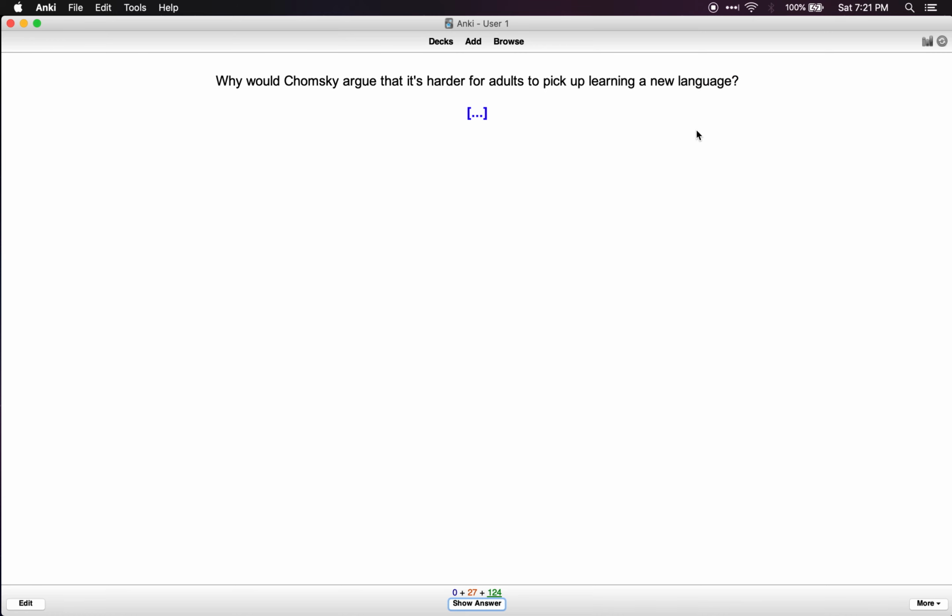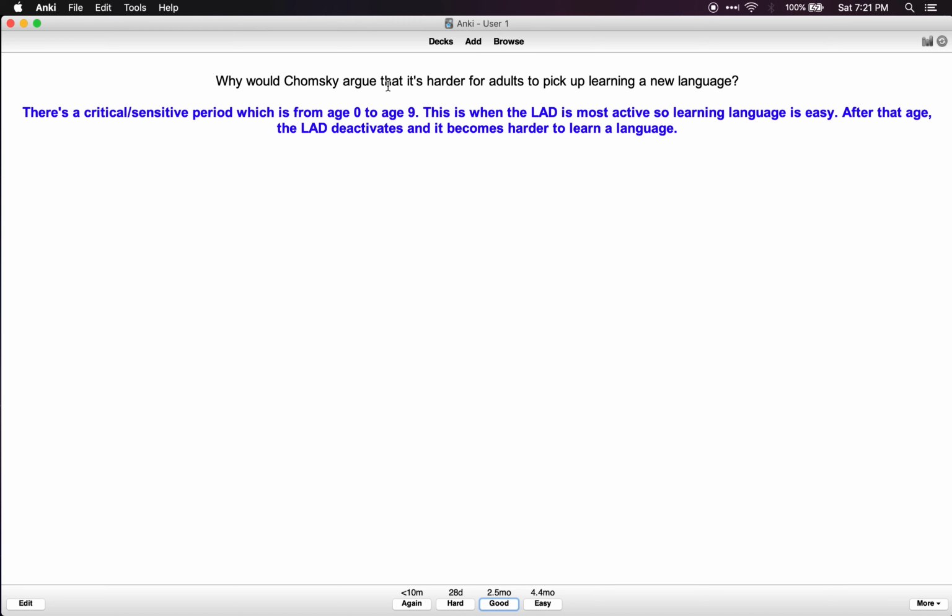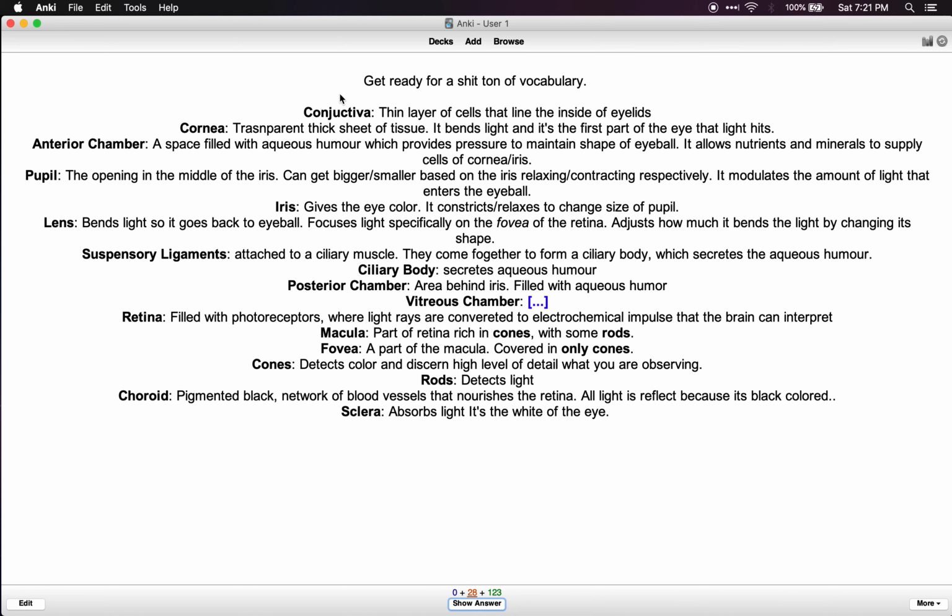Why would Chomsky argue it's harder for adults to learn a language? Because adults don't have the LAD. There's a critical period; after that age the LAD deactivates and it becomes harder to learn a new language.